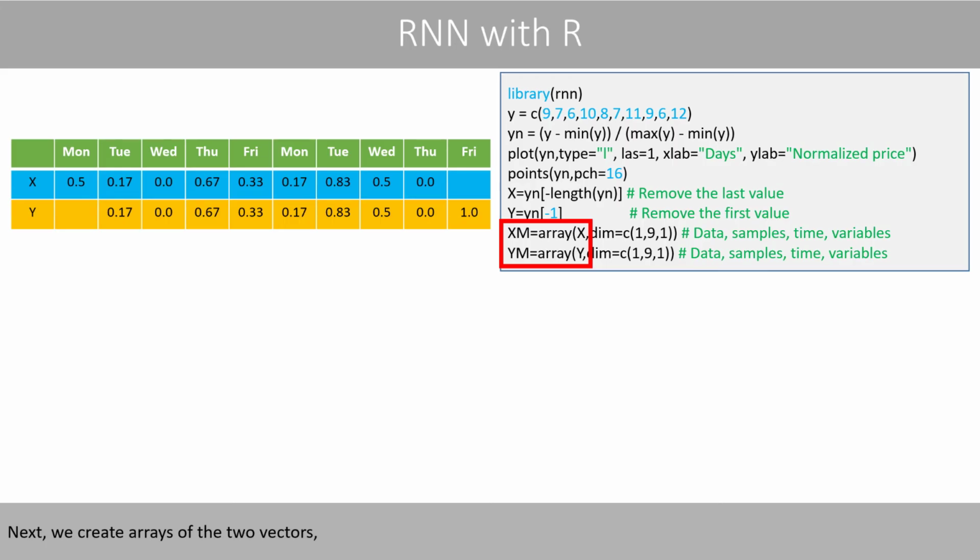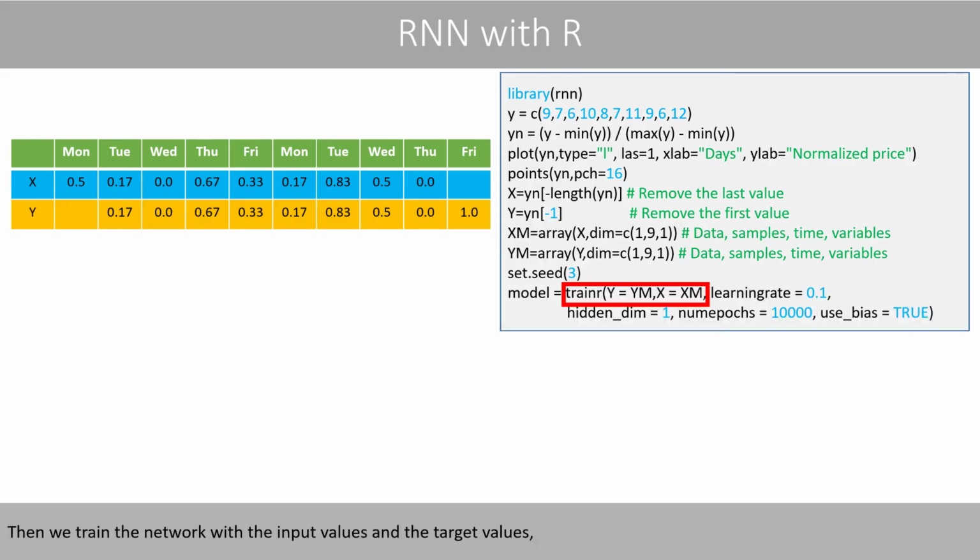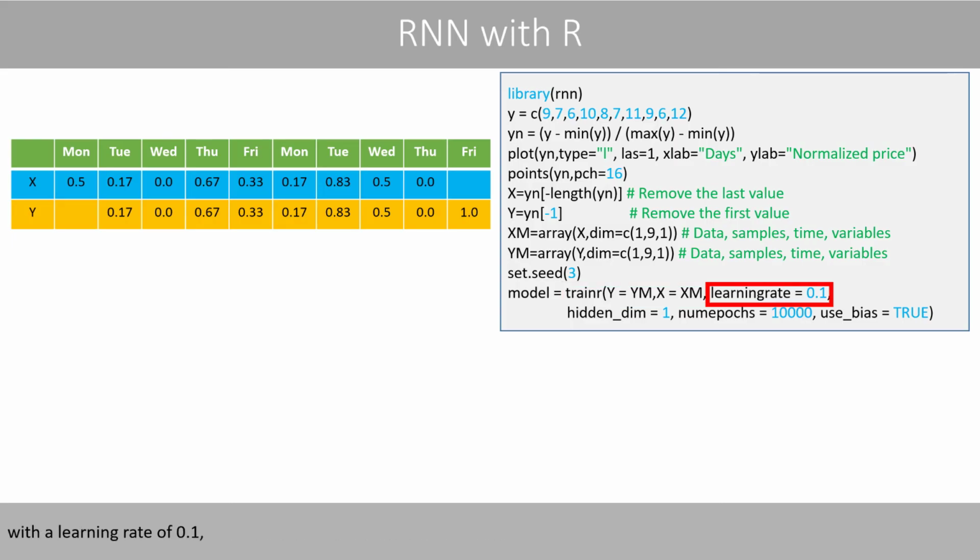Next, we create arrays of the two vectors, where we define that we have one sample, 9 time points, and one variable or feature. If you like the network to be initialized with the same random weights every time you train it, you need to set a seed. By setting the seed to 3, you will be able to reproduce the values of the weights as I have used in this video.